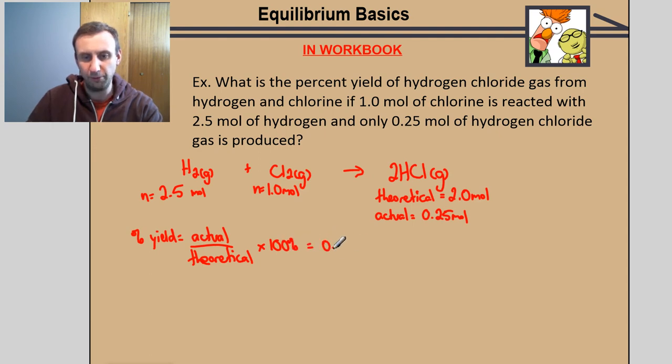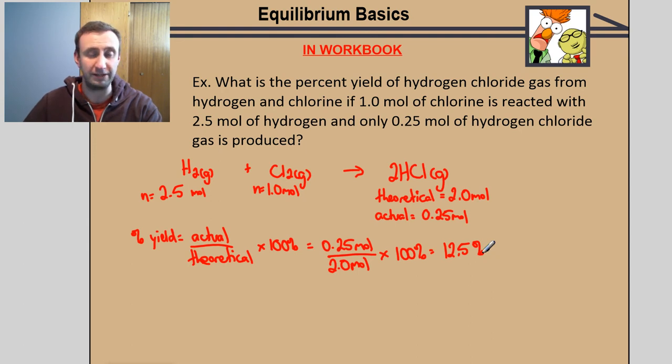So I have 0.25 moles divided by 2.0 moles times 100%. And that's going to give me 12.5%, right? So I got a 12.5% yield from this. So that's my equilibrium position, is 12.5% yield.